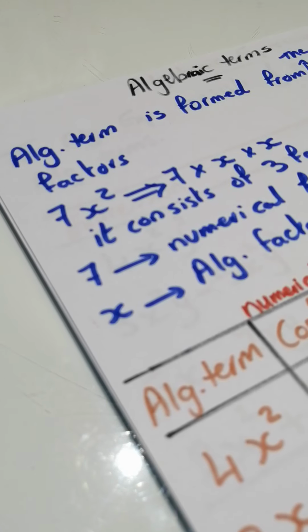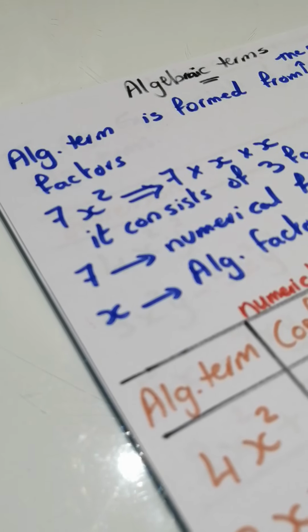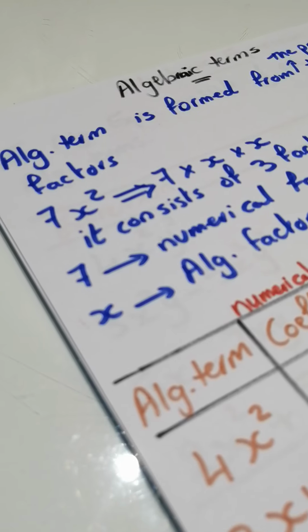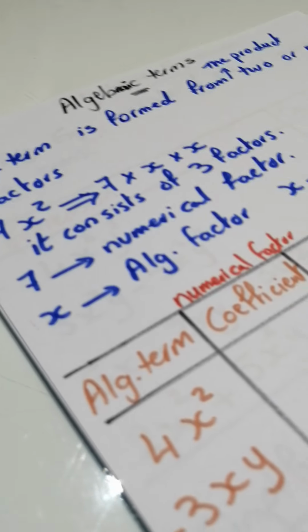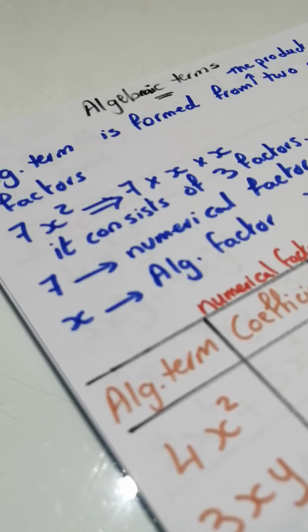What are the 3 factors? 7, which is the numerical factor, or we can name it coefficient, and x squared, which is x times x, and both of them are algebraic factors.